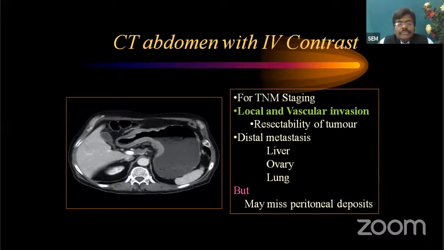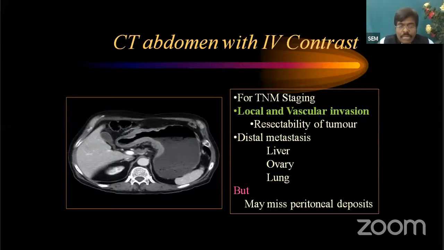Now coming to the CT abdomen, what is the importance of the CT abdomen in a patient with carcinoma stomach? I told you already, TNM staging. As with esophagus cancer, if you remember, T1, T2, T3, T4. If it is invading the muscle layer, T2. If it is breaching right up to the serosa, T3. If the neighbors are involved, here the neighbor is pancreas, if it is infiltrated to the pancreas, it is T4. All these things you can find out here.